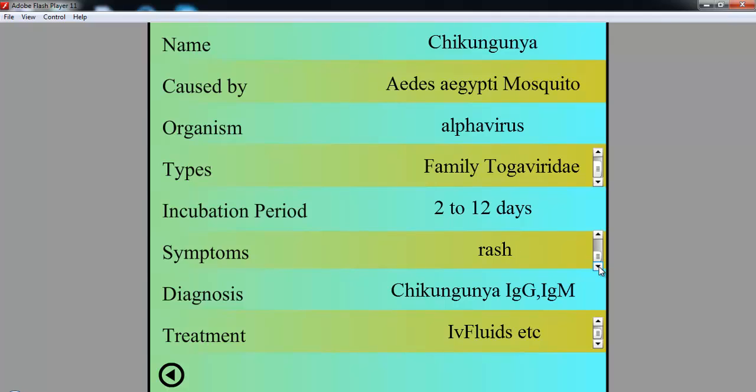fatigue and rash. The diagnosis of chikungunya is done by chikungunya IgG, IgM antibodies in the serum of the patient. And the treatment is again symptomatic, IV fluids and watching the general condition of the patient.